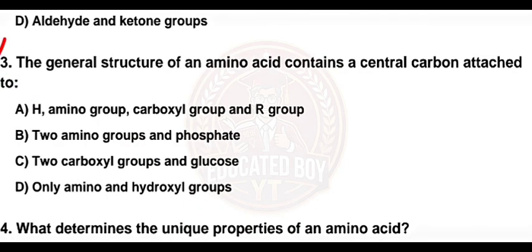Question number 3. The general structure of an amino acid contains a central carbon attached to option A, H, amino group, carboxyl group and R group. Option B, 2 amino groups and phosphate. Option C, 2 carboxyl groups and glucose. Option D, only amino and hydroxyl groups. Right answer is option A, H, amino group, carboxyl group and R group.